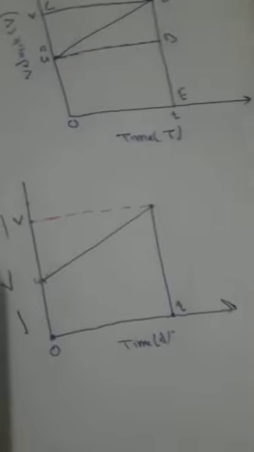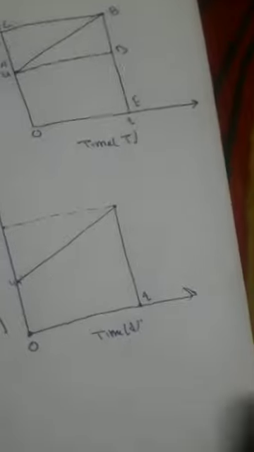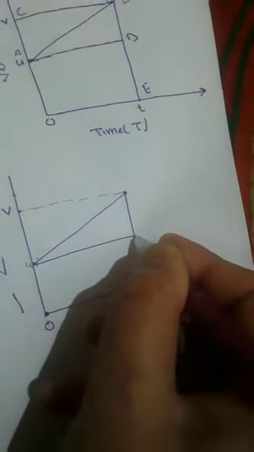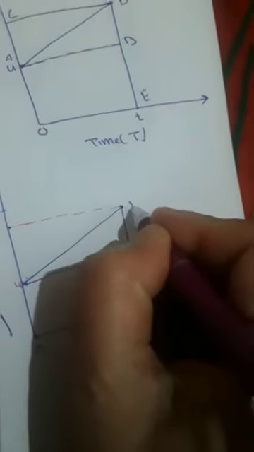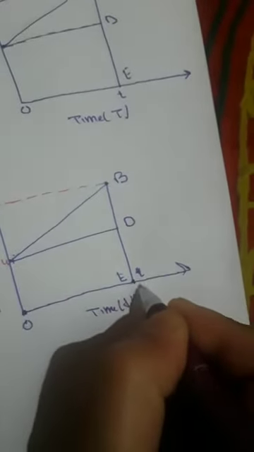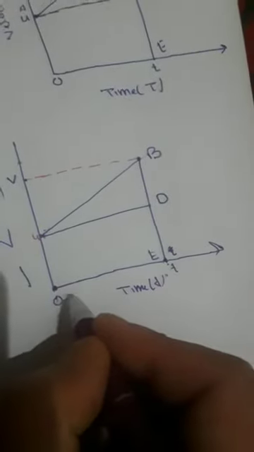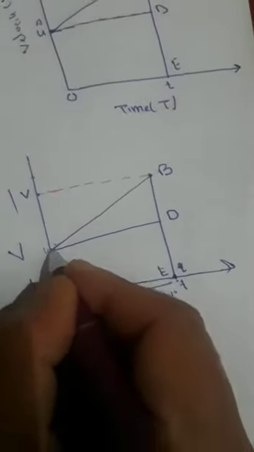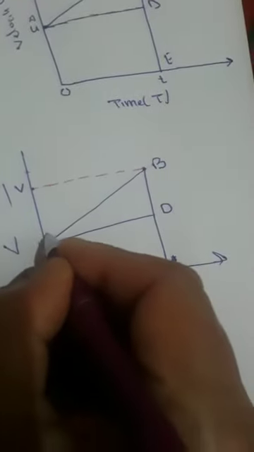How can we derive the equations of motion from this graph? I am drawing a perpendicular here. Let me name the points. Suppose this is B, this is D, suppose this is E. This is the time coordinate, from the origin to this point E. The time taken by the body is t. Suppose this point is A, and this point is C.